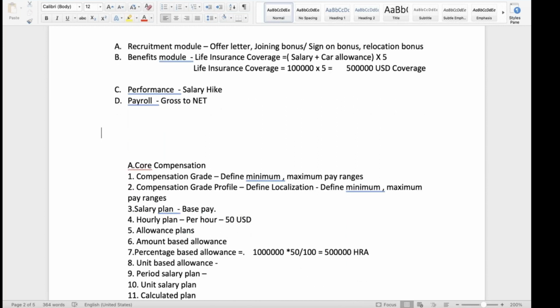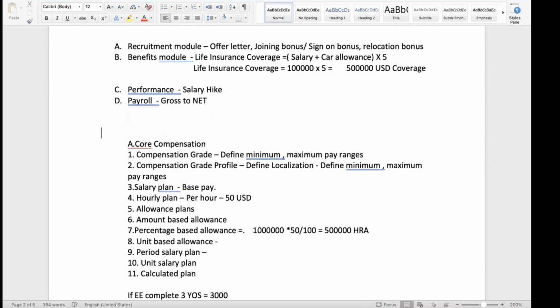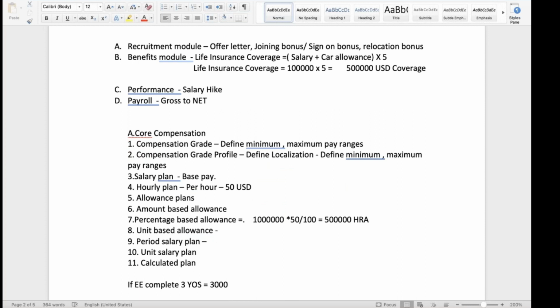Let's talk about core compensation components. We discussed up to unit-based allowance, but let me explain again quickly. Core compensation is one of the important topics. Advanced compensation you can skip; you cannot apply it, there's no harm. But core compensation we have to implement. Core compensation comes as part of core HR. It's not an optional one; it is mandatory.